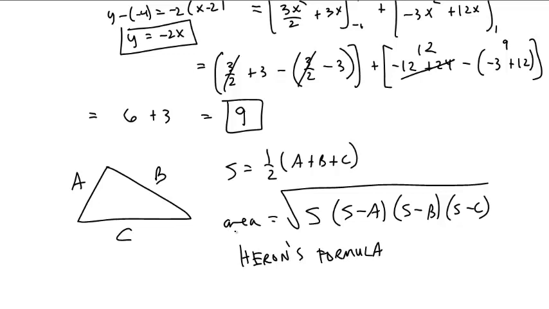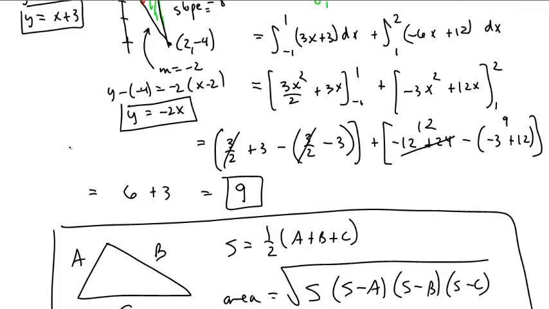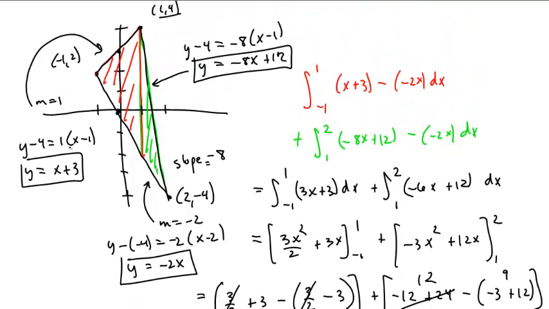I wonder if you could prove it with calculus. I don't think you could. Maybe. Anyway, you could conceivably use the distance formula, find the lengths of these three sides, and then plug them into that. But this is another illustration of using the area between curves by integrating the top function minus the bottom function.